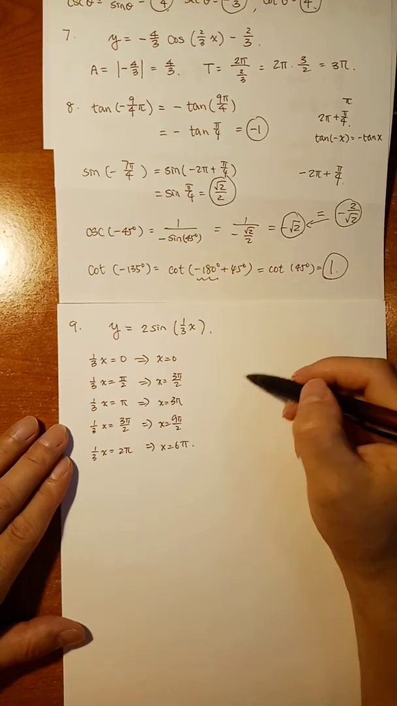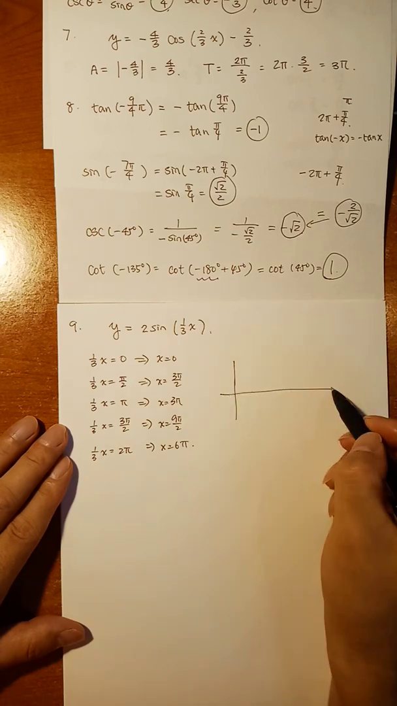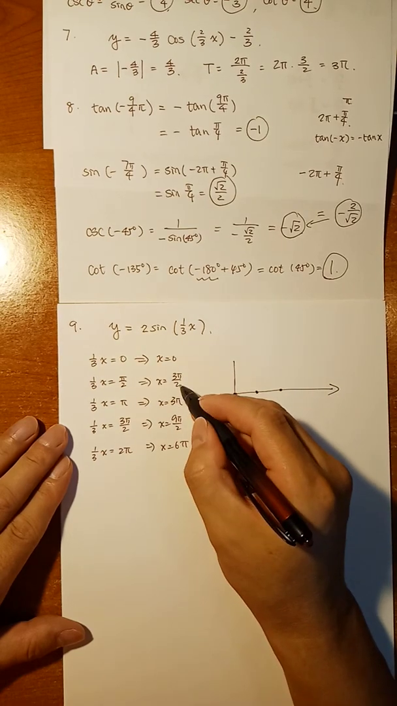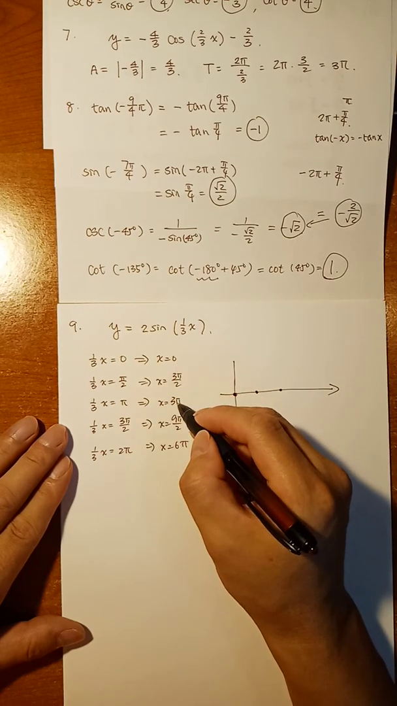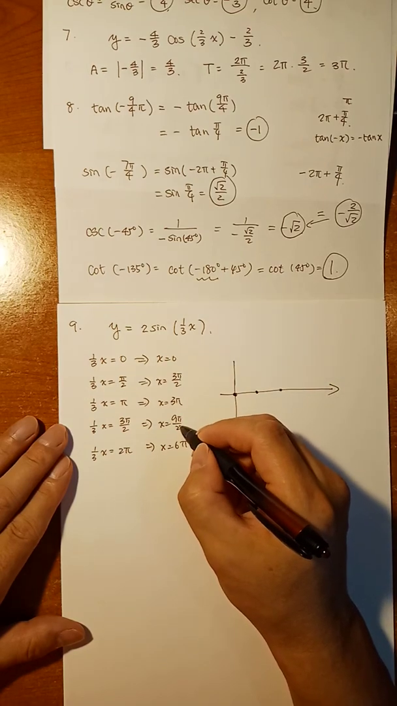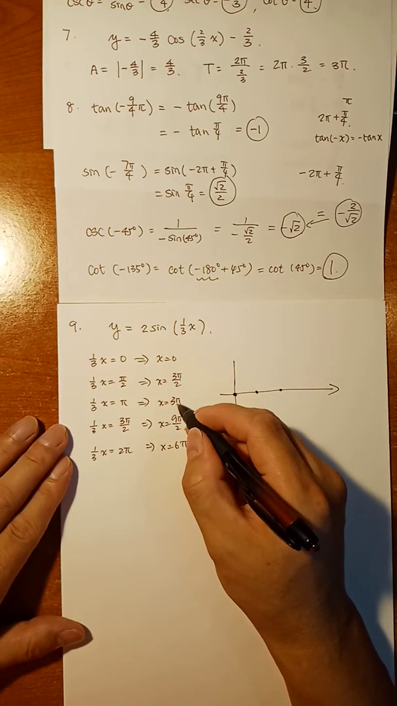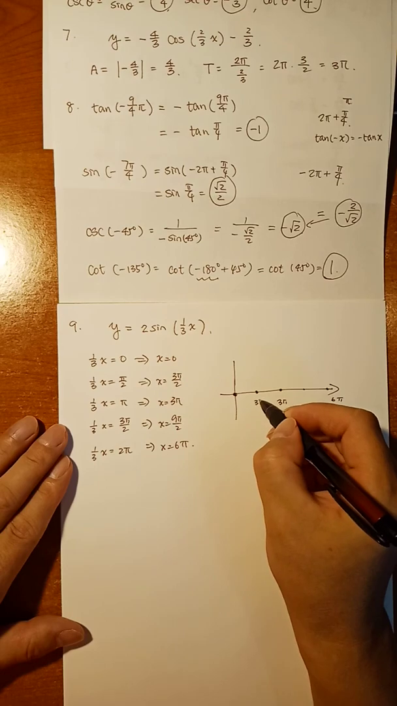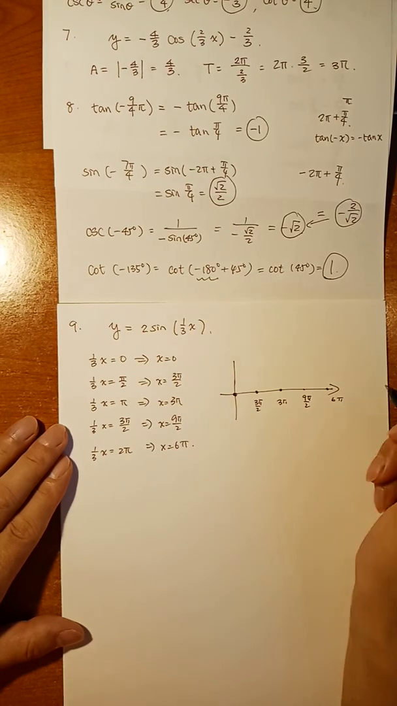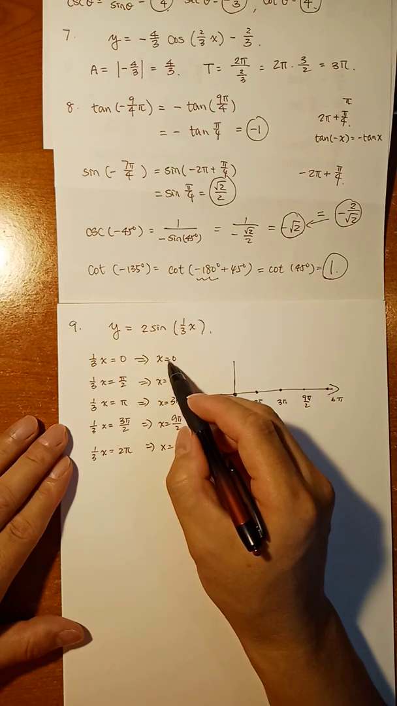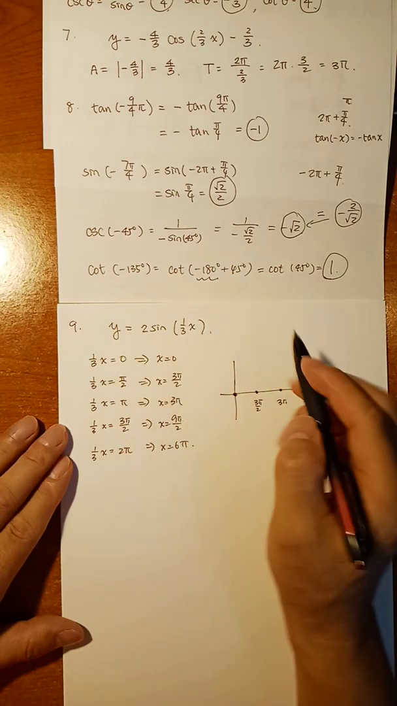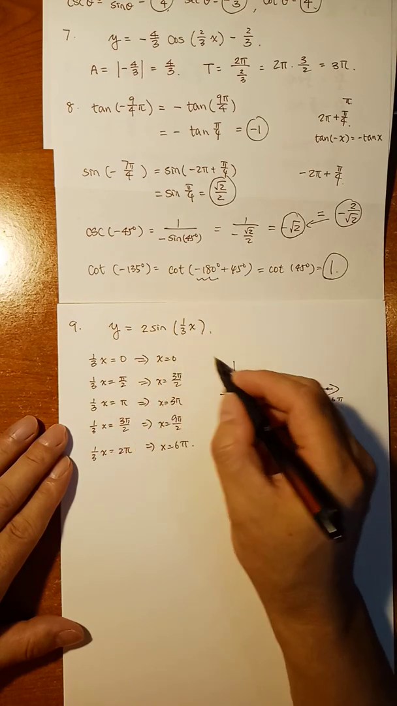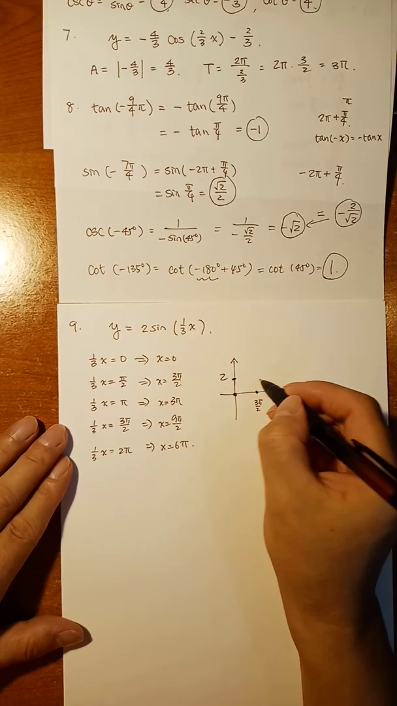Okay, now let's try to sketch it. 0, 3 pi over 2, 3 pi. 3 pi over 2 is the half between 0 and 3 pi. And 9 pi over 2 is the midpoint between 3 pi and 6 pi. So this is 6 pi, this is 3 pi, 3 pi over 2, 9 pi over 2. All right? When x is 0, 1/3 of x is 0, and sine 0 is 0. When x is 3 pi over 2, 1/3 of x is pi over 2. Sine pi over 2 is 1, times 2 is 2. So you label 2 here.